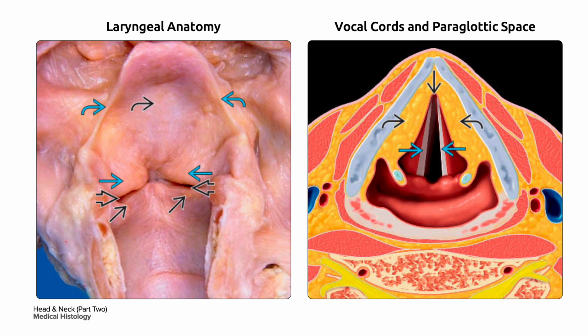We have also your anterior commissure tendon or the Broyles ligament, your preepiglottic spaces, and your paraglottic spaces. Microscopically, they are lined by both ciliated columnar epithelium with mucous cells and non-keratinized stratified squamous epithelium.